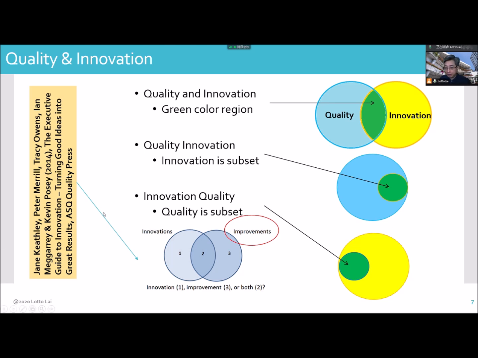It says innovation and improvement have many related relationships in this diagram. Quality has many focuses, customer satisfaction and continued improvement, and that is also very correlated. That is why innovation and quality have this relationship. Sometimes we call it quality innovation, a subset under quality, or innovation quality, in which quality is a subset of innovation.